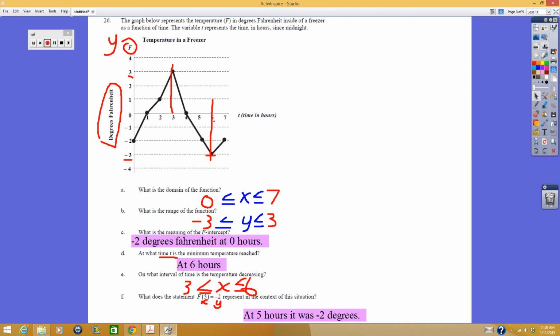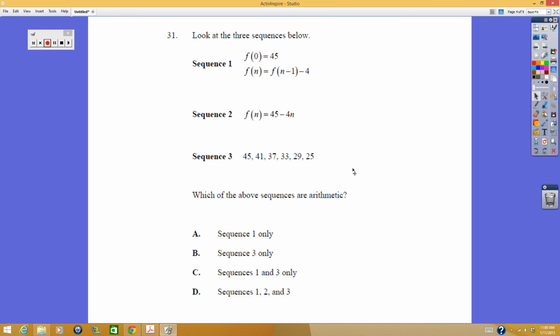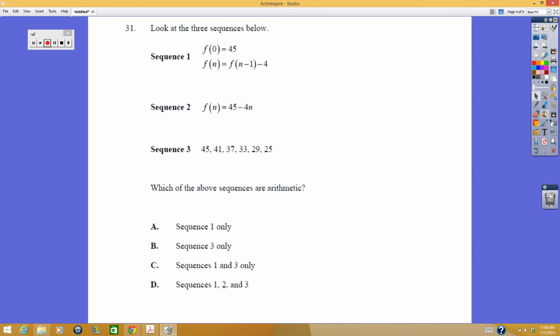Alright? Moving on to number 31. Look at the 3 sequences below. They give you this one, right? F of 0 equals 45, f of n equals f of n minus 1, and that whole thing is subtracted by 4. That looks like a recursive formula. Sequence 2 looks like an explicit formula. Sequence 3 is just a sequence of dots.